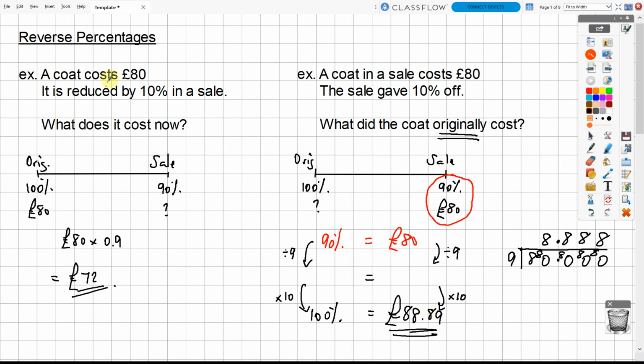So you need to be able to identify the difference between that type of question and that type of question. And I do think a timeline is helpful in helping you understand that that percentage is equal to that amount of money. So that's reverse percentages on the right, compared to, if you like, the easier, more traditional type of percentage questions on the left.